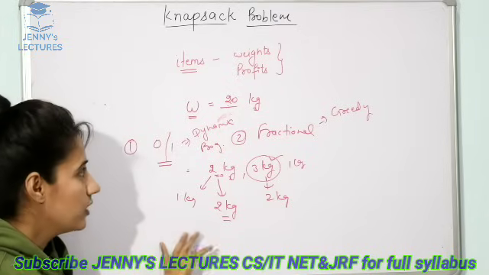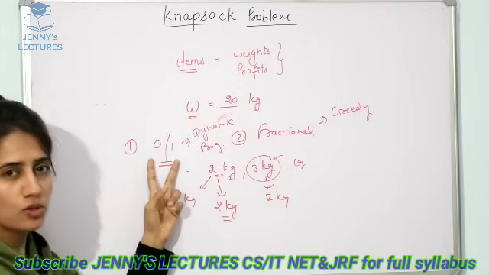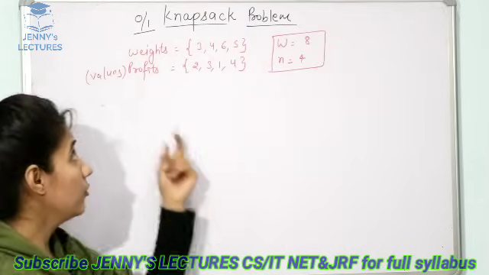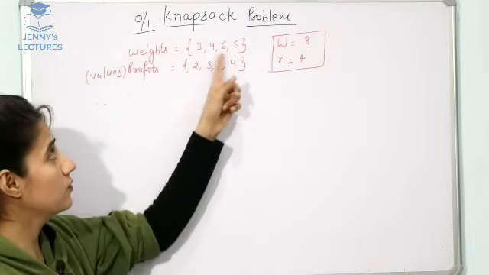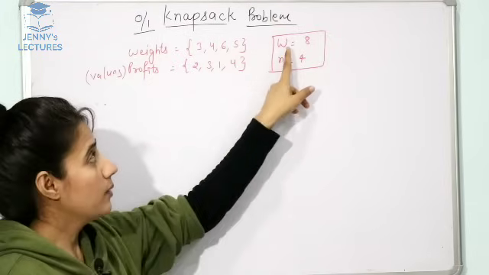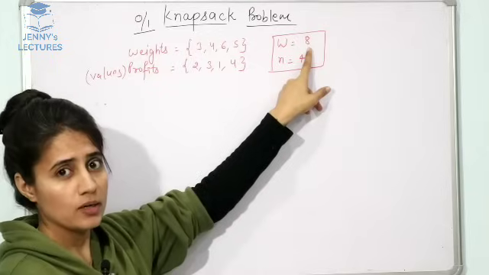So we'll take one example and discuss the 0-1 knapsack problem. Here the weights are given as 3, 4, 6 and 5. Profits are also given: 2, 3, 1, 4. And W is given as 8. Suppose we are taking 8 kg.